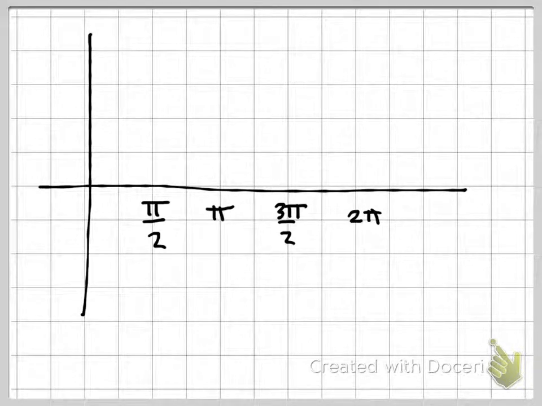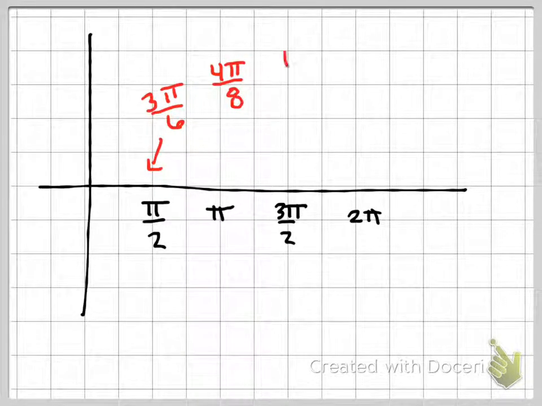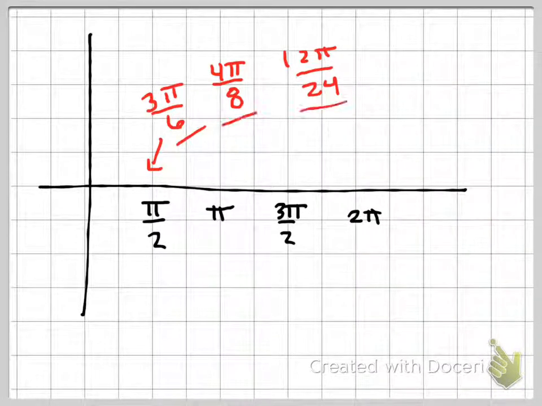So for example, instead of thinking about pi over 2, you would think about it as 3 pi over 6, or 4 pi over 8, or for that matter, 12 pi over 24. So all of these are equal to pi over 2. They would reduce down. You just need to change it to get common denominators. So for example, let's say our denominator was 8. If this was 4 pi over 8, that would make this be 2 pi over 8. So you should be able to figure out what every line represents to know where to plot your value.